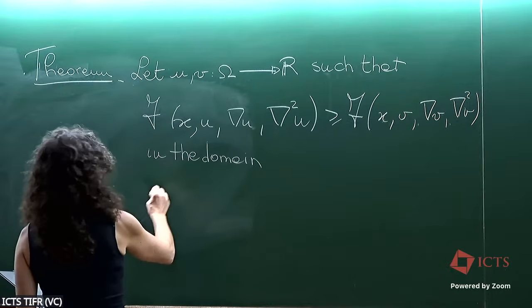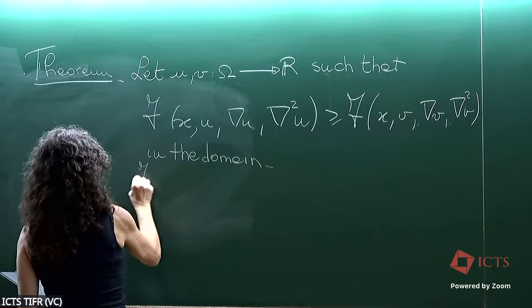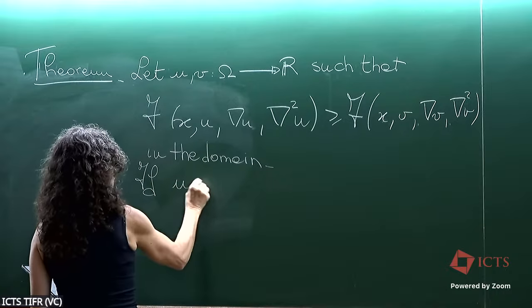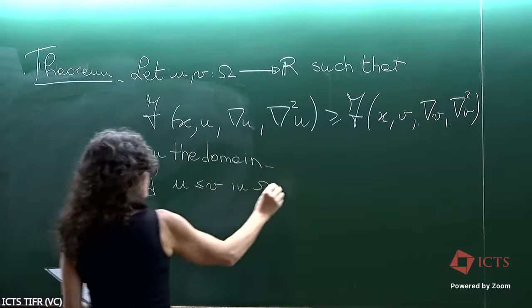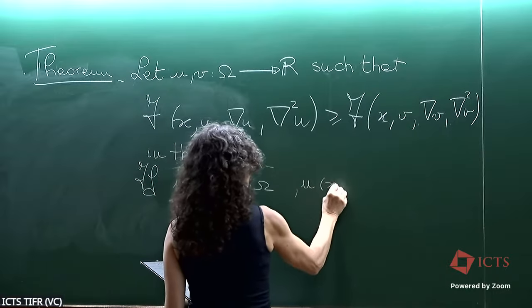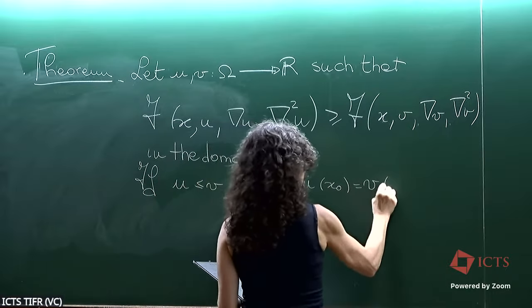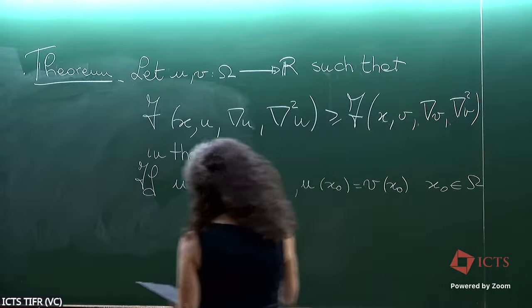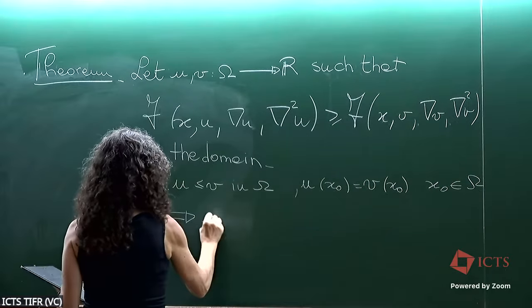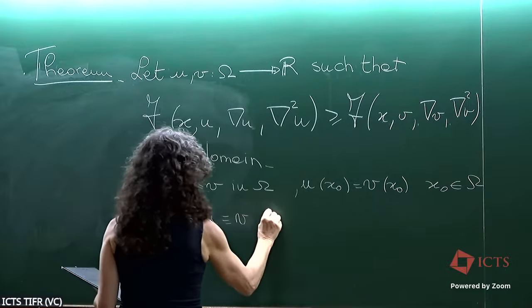Moreover, if u is less than or equal than v in Omega, and there is a point where they coincide in Omega, then u is equal to v in Omega.